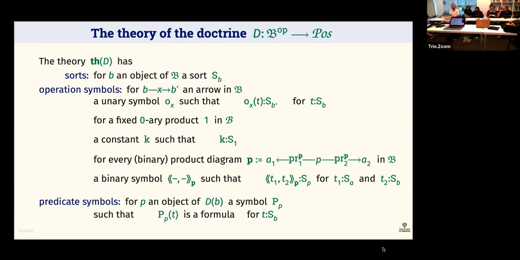Predicates. The predicates are easy. The properties, the fibers of the fibration, I'm sorry, of the doctrine, are talking about the logic of the appropriate sort S of B, or vector B, if you like. And for any object there, I want a denotation for it, a predicate, which will produce a formula when given a term of the appropriate sort.